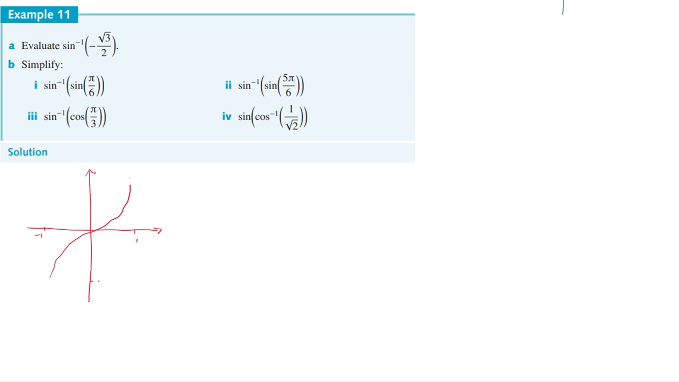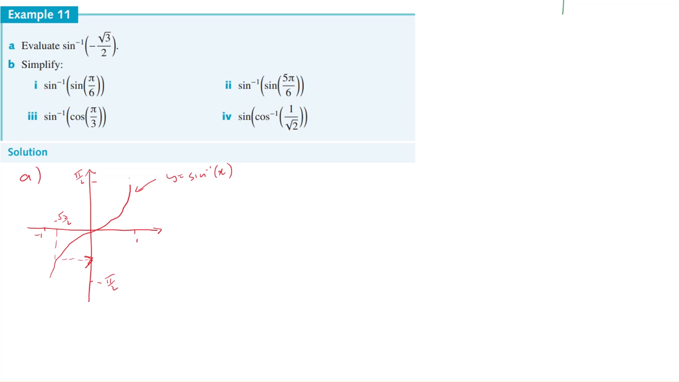Okay, and we know that this value down here is minus pi on 2, and this value here is pi on 2. So this is y equals sine to the minus 1 of x. The question's really saying where on that graph do we get a value of minus root 3 on 2. Root 3 is about 1.7, so half of 1.7 is about 0.85, so it's down there. And you can see you're going to get a negative answer. So this is negative root 3 on 2, roughly there.